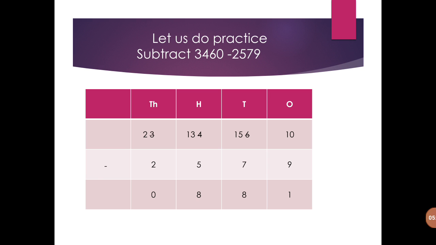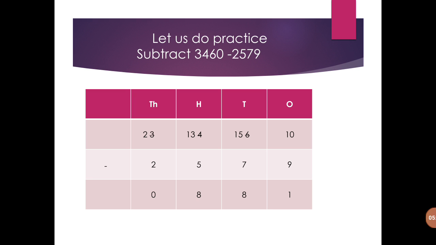Now let's do some practice. We have to subtract 2579 from 3460. Represent the number in the place value chart. 3460 minus 2579. Start from the ones place. There is 0. We have to take a borrow from the tens column. So 10 minus 9 is 1. When we have taken 1 from the tens column, there is 5 left, and we cannot subtract 7 from 5. We will take a borrow from the hundreds column.